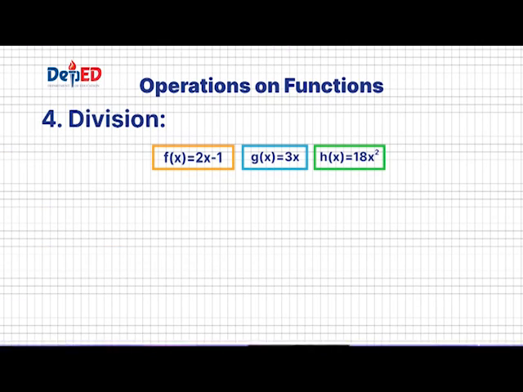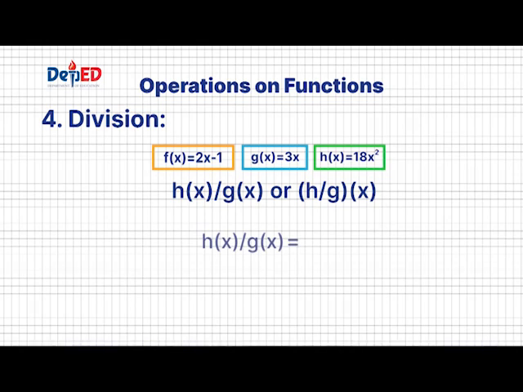For our fourth operation, division, we will have h of x divided by g of x. This is denoted by h of x divided by g of x, or h divided by g of x. And this is equal to 18x squared divided by 3x. We divide 18 by 3. That gives us 6, and x squared by x, which is x. Thus, we say that h of x divided by g of x is 6x.